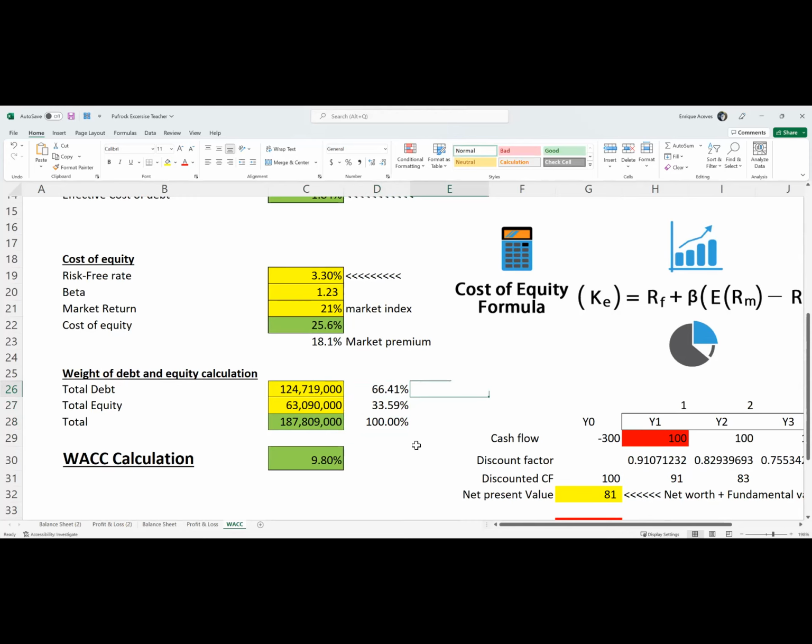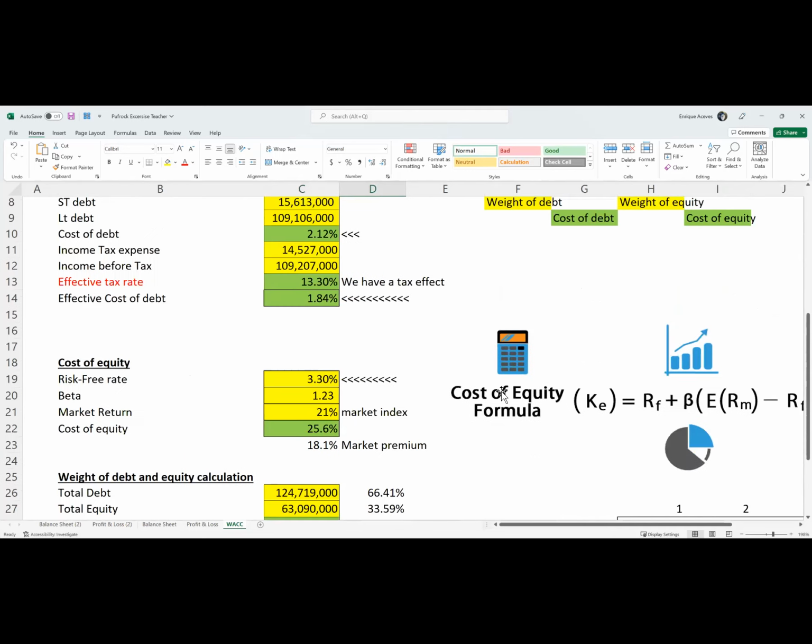Okay, from the whole cake, guys, from the 100%, how much is Apple getting financed by debt? From the whole cake of how Apple is getting financed, how much is it getting financed by debt? 66.41%. Awesome. And from equity? 33.59%.